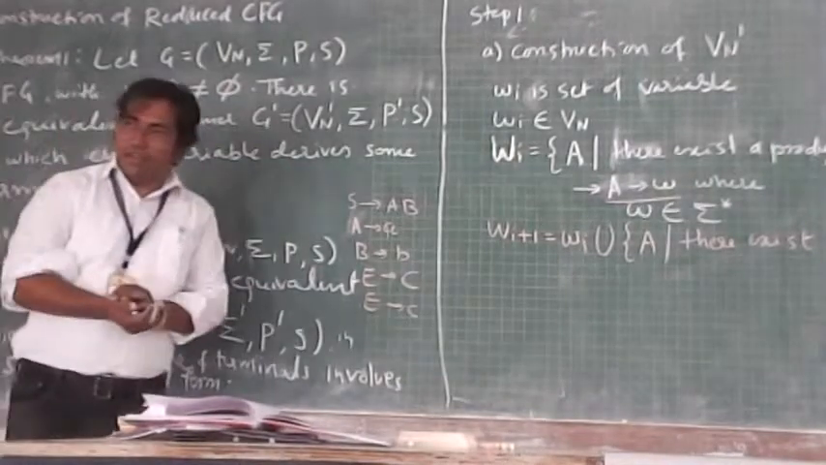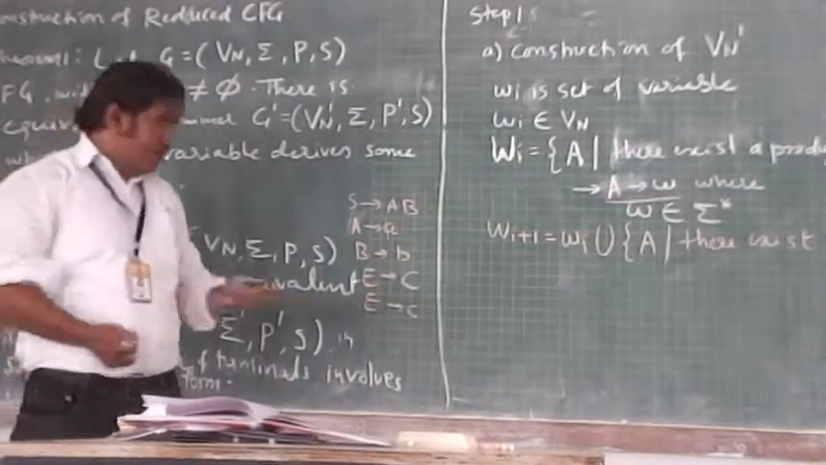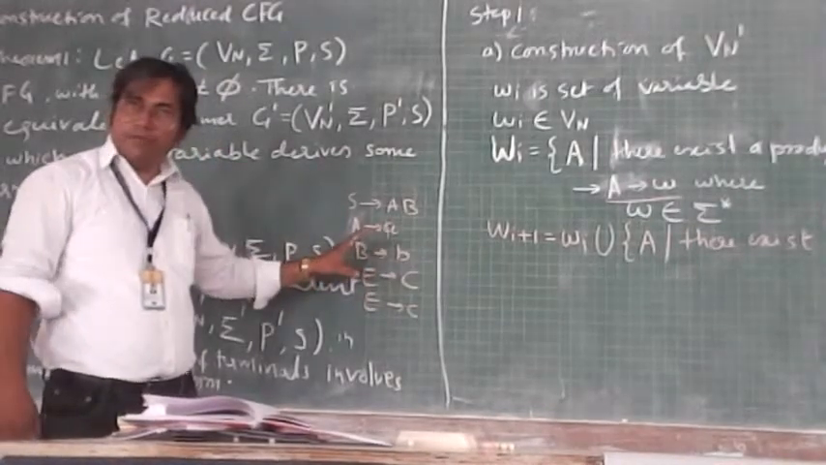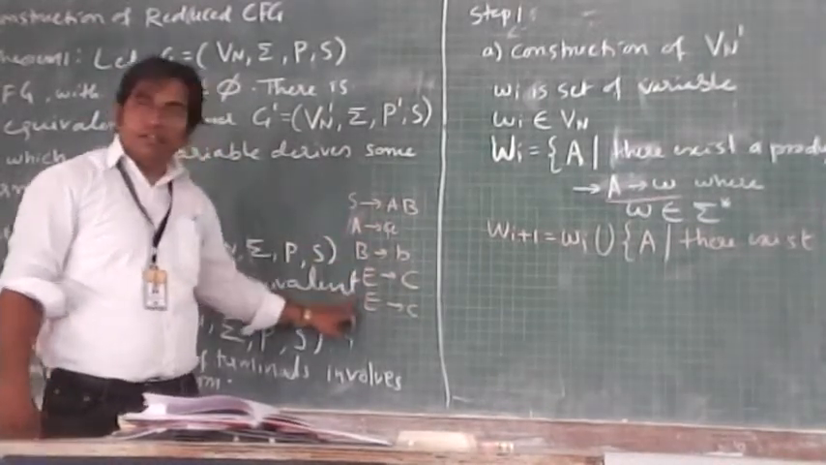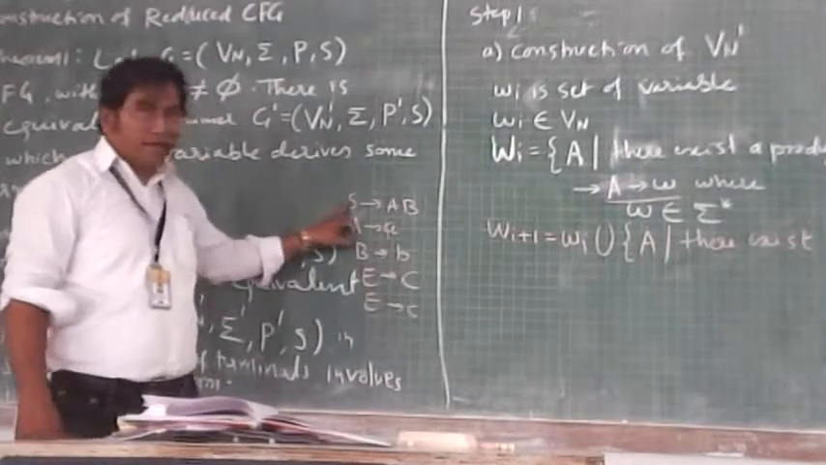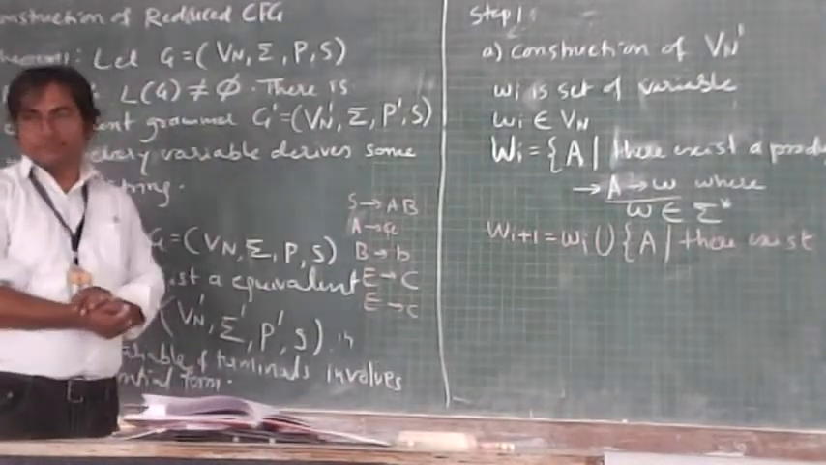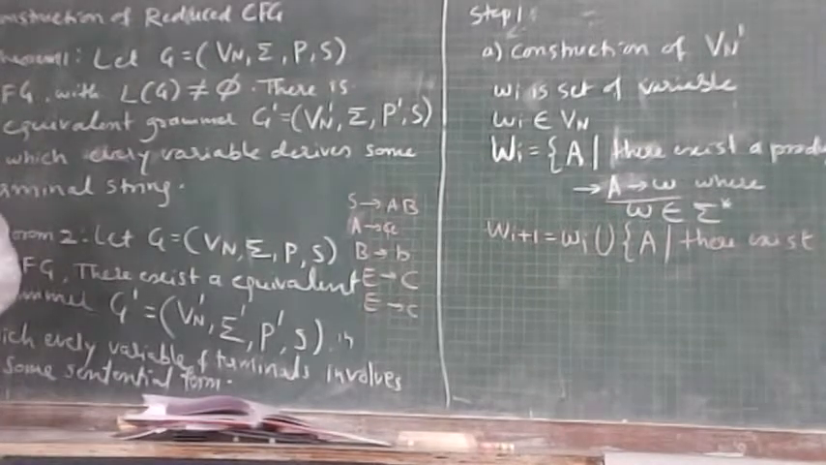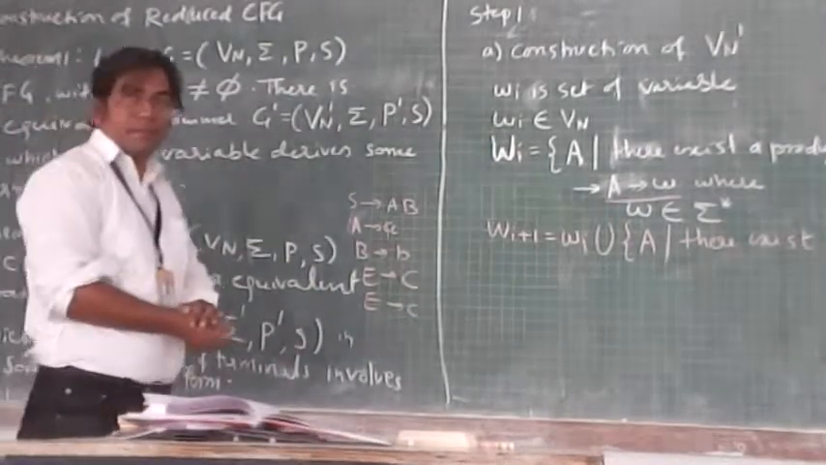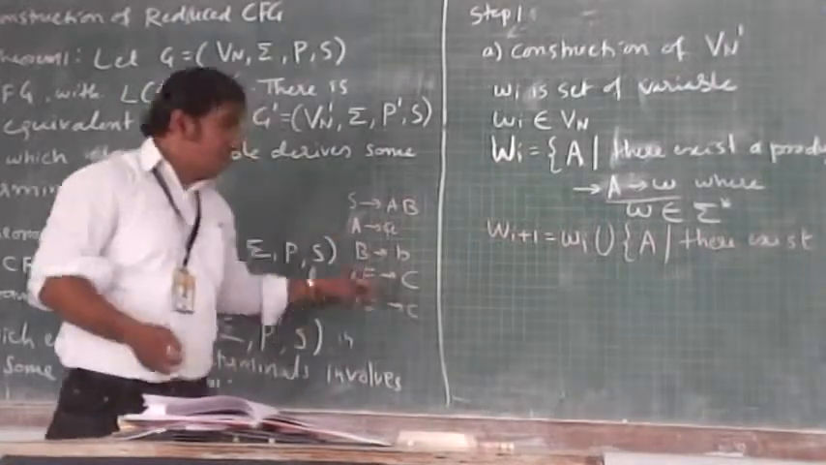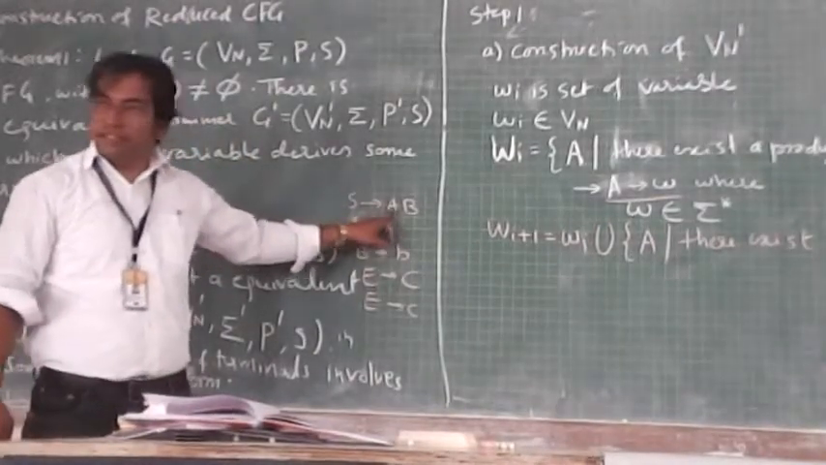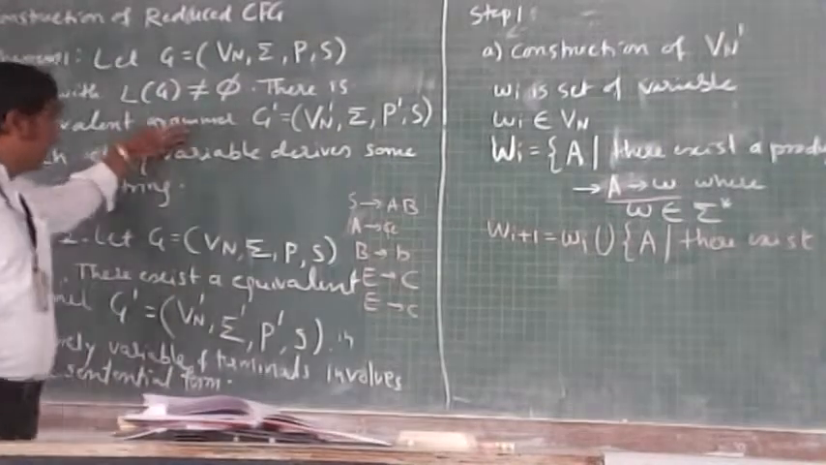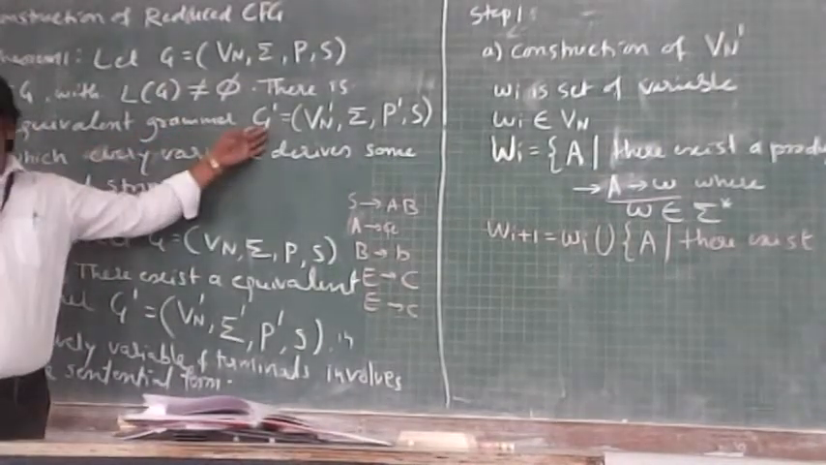How do I collect S? How many variables have I found this time? Three variables: A, B and E. So how can I go for collecting S? Here I can clearly see that S implies AB. This is also a production which should be considered in the reduced grammar G dash.